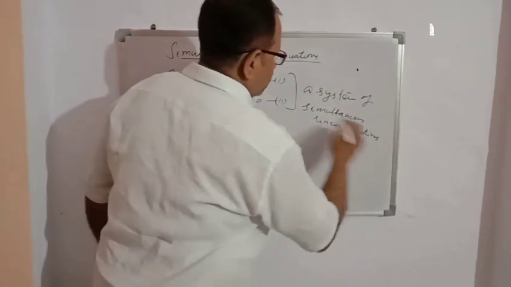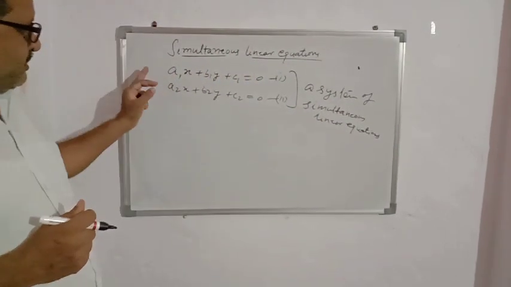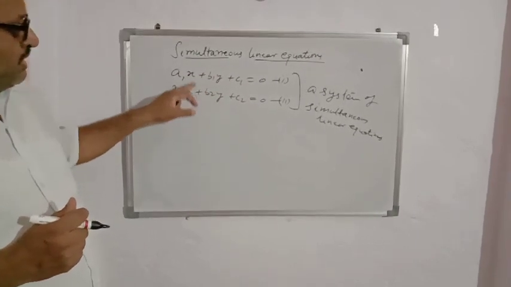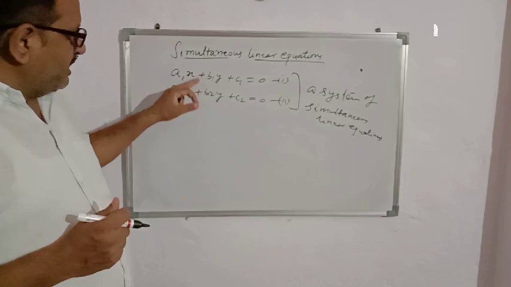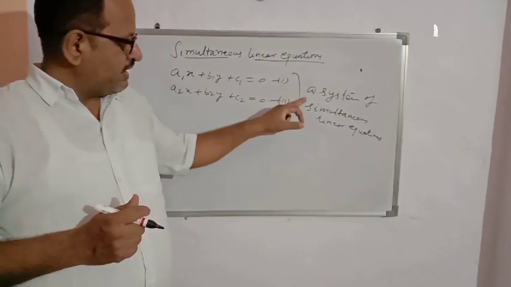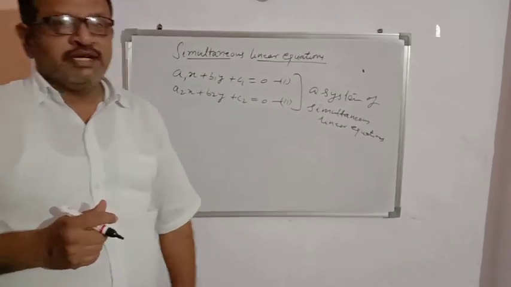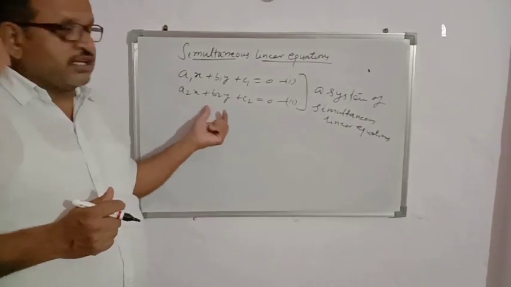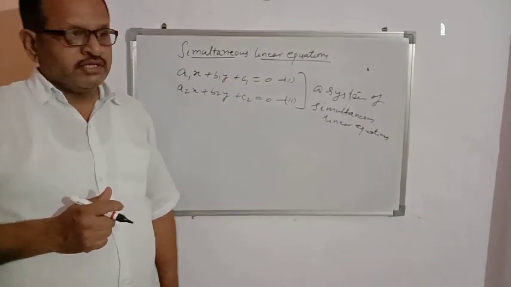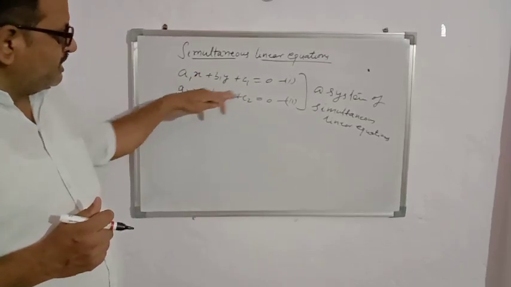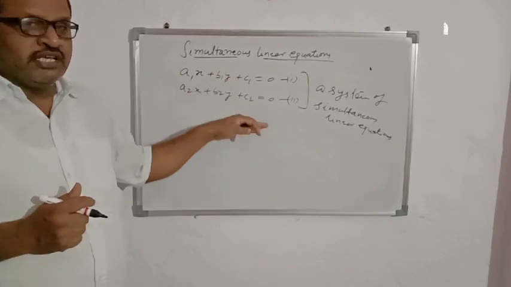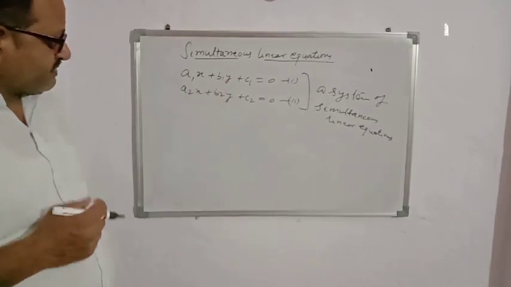Simultaneous linear equations. So I have taken here two linear equations in two variables. These two linear equations taken together are called a system of simultaneous linear equations. Now we have to check how many solutions there are of these two equations. Those values of x and y which satisfy both the equations are called the solutions.